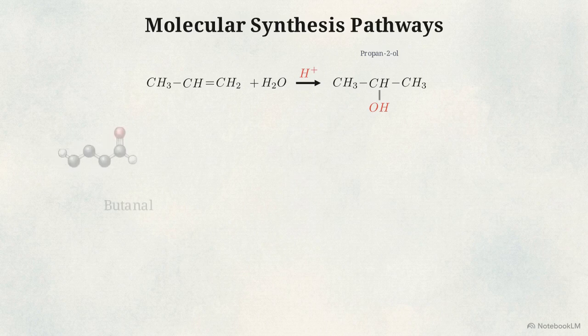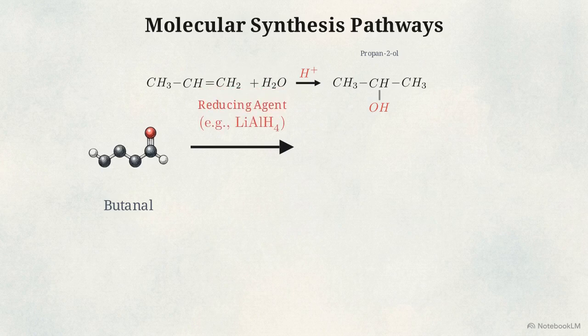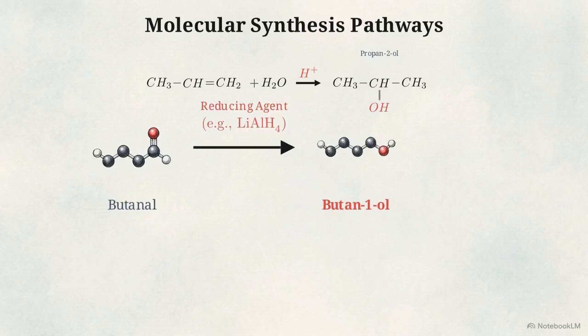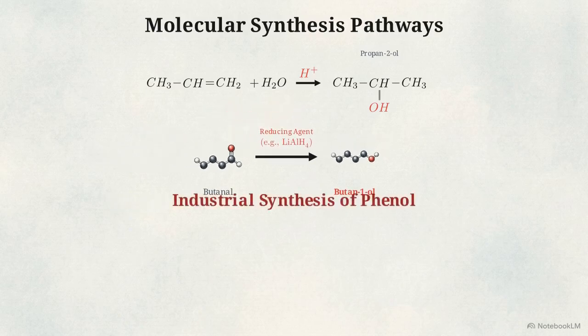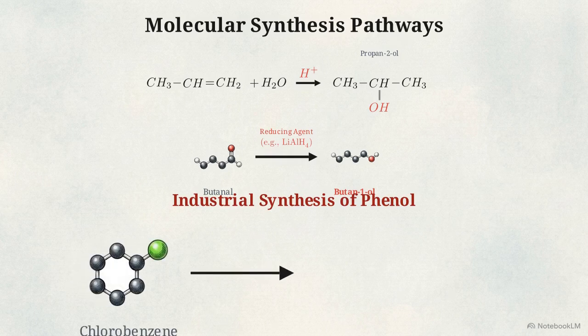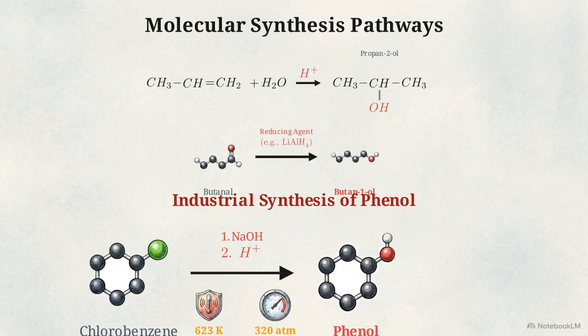Let's apply that rule. If you apply a reducing agent to butanal, a 4-carbon aldehyde, what specific product do you get? Since it's an aldehyde, it yields the primary alcohol, butan-1-ol. Synthesizing phenols requires breaking tough aromatic bonds. In industry, we force chlorobenzene to convert into phenol by fusing it with sodium hydroxide under extreme temperature, around 623 Kelvin, and massive atmospheric pressure.